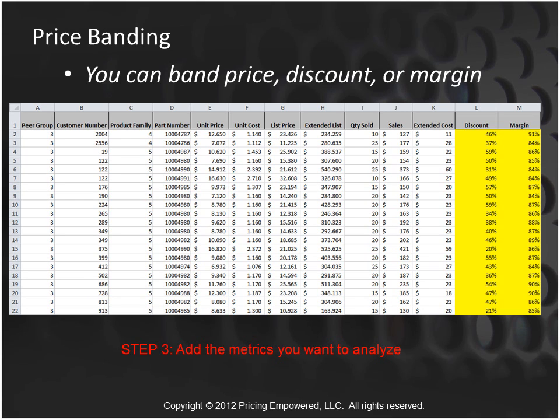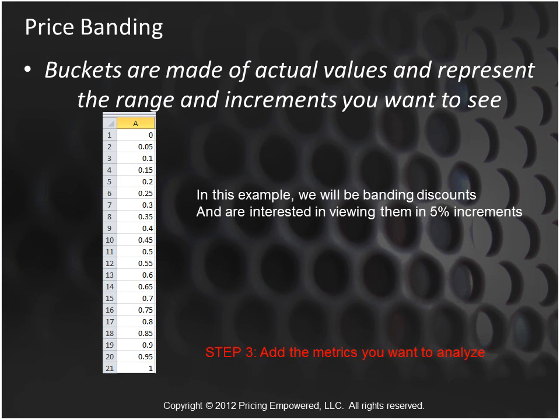Before you actually plot the histogram, you must add the metrics you are looking to summarize. In this example, we have added discount and margin. On a separate tab, decide the size of the buckets you want to look at. In this example, we have chosen to plot discounts in 5% increments.